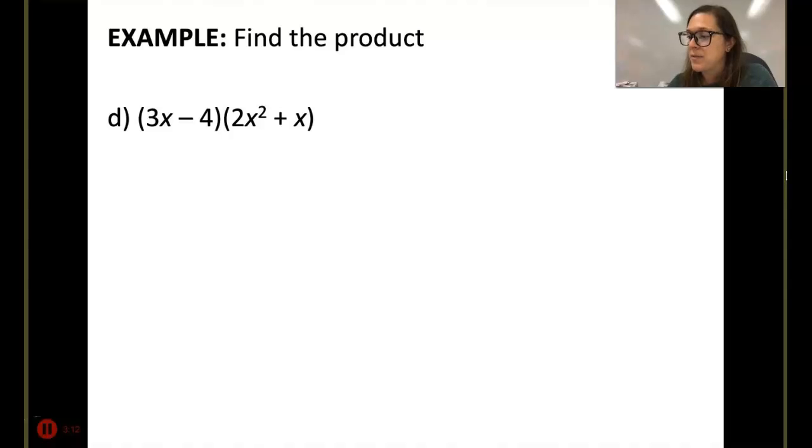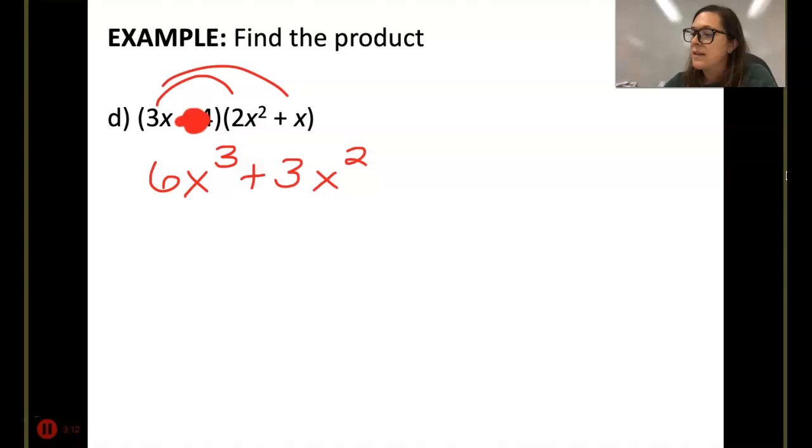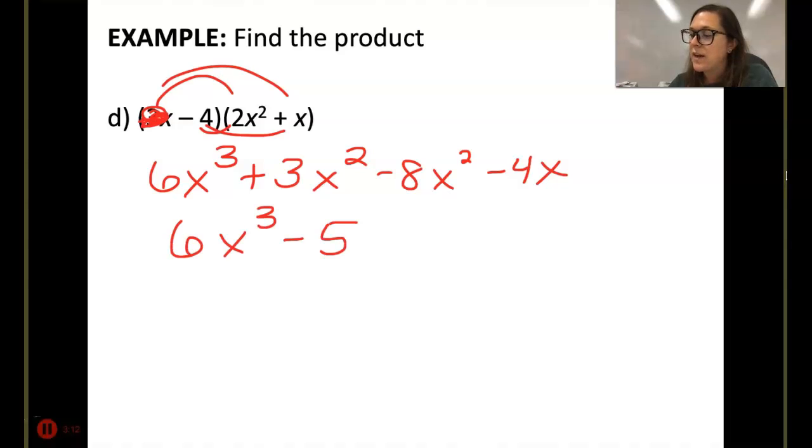So if you think about it as double distribution, cover up the second half, distribute, distribute. So that gets you 6x to the third plus 3x squared. And then bring back the second half. So ignoring this, distribute that, -8x squared minus 4x. Combine any like terms. We got multiple x squared, so combining those gets you -5x squared minus 4x. So that is your FOIL if you think about it.